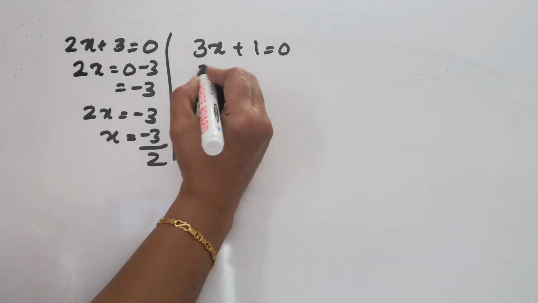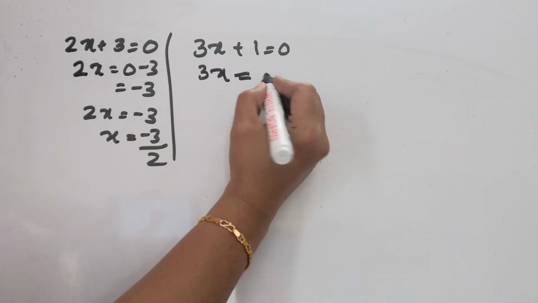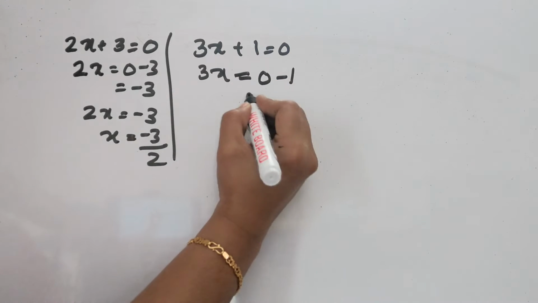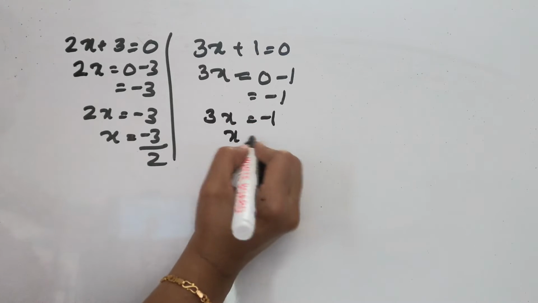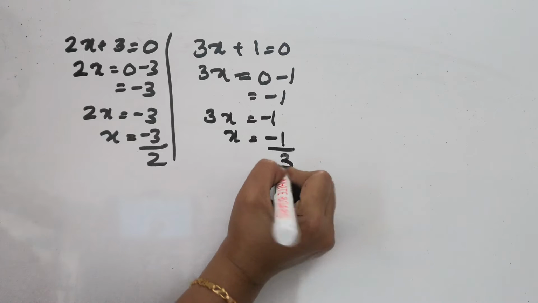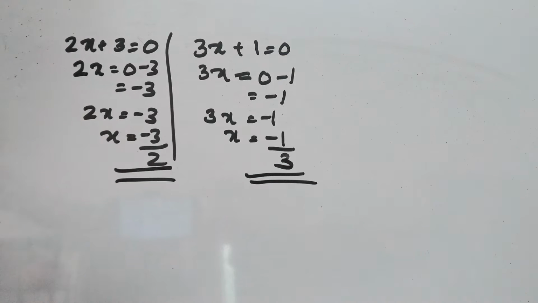Next one is 3x plus 1 is equal to 0, which means that 3x is equal to 0 minus 1, which is equal to negative 1. Then 3x is equal to negative 1, so x is equal to negative 1 by 3. So these are the two solutions of our quadratic equation.